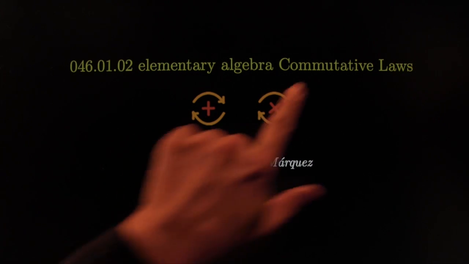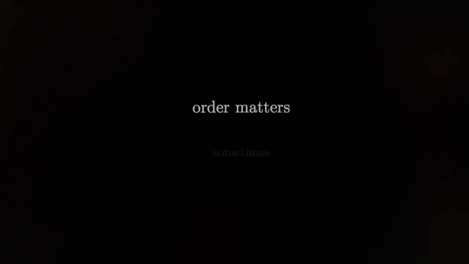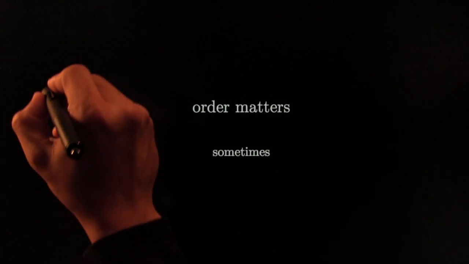these axioms called the commutativity laws, and so let's do the first one. The main idea is that sometimes order matters. Not always, but sometimes order matters. Now let me explain what I mean by that. Let me get this pen here. And so sometimes order matters.